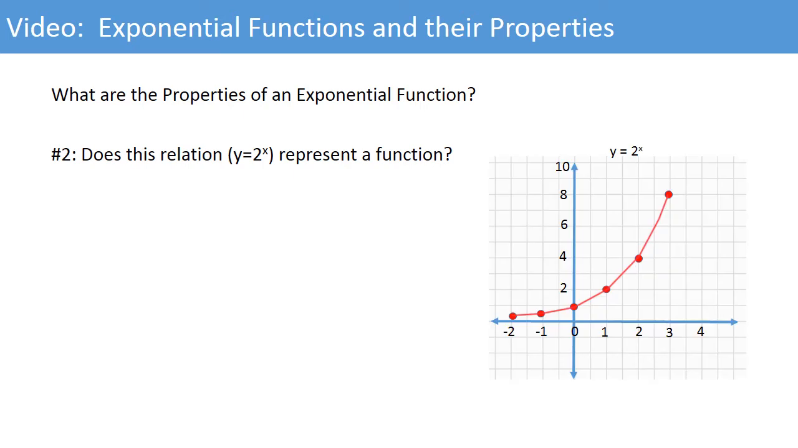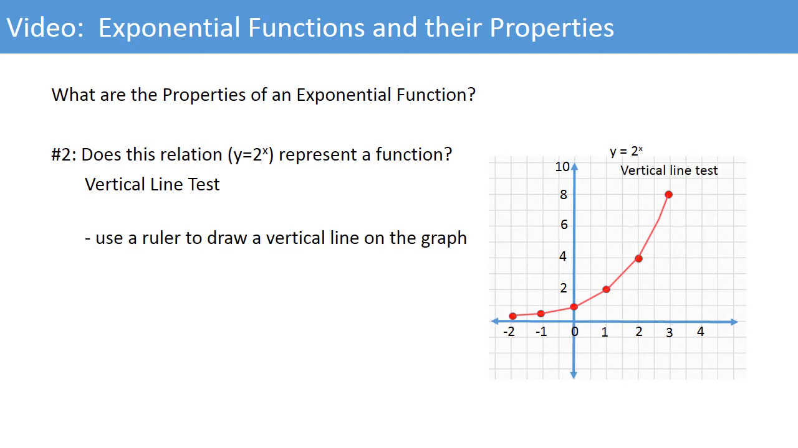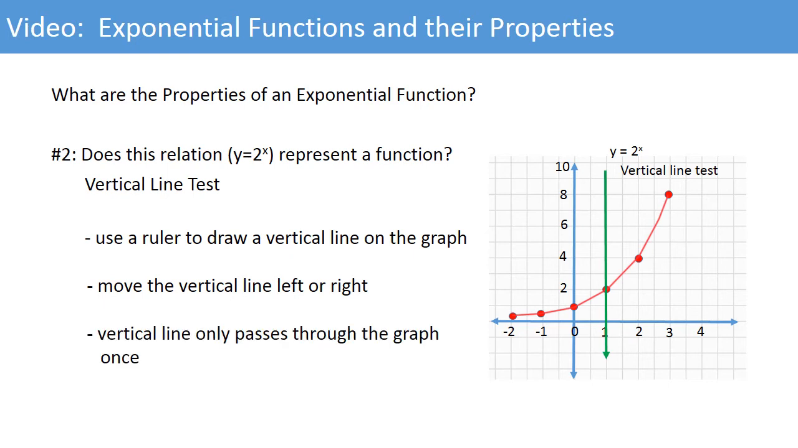Here's our graph. We are going to use what's called the vertical line test. Use a ruler, draw a vertical line anywhere on the graph. Move the vertical line left or right. The vertical line only passes through the graph at one point. That means that it passes the vertical line test, which means the relation y equals 2^x represents a function.